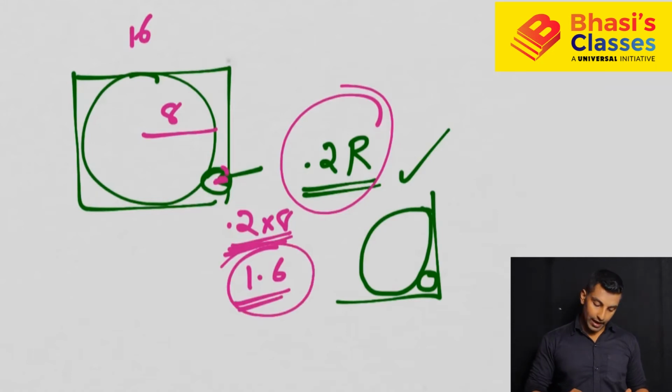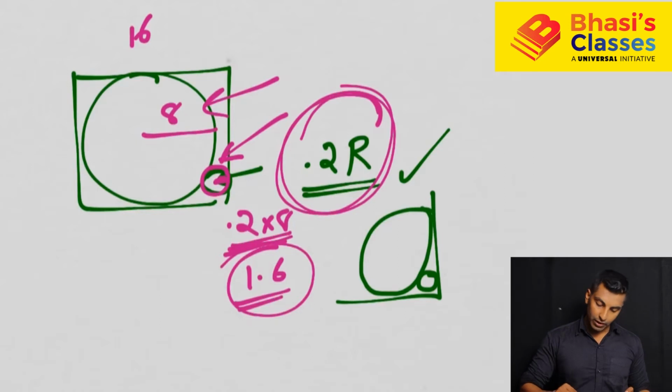You can find anything. Area you can find, perimeter you can find, or whatever be the question you can find. The ratio between this area and this area also you can find, by using this relation itself.